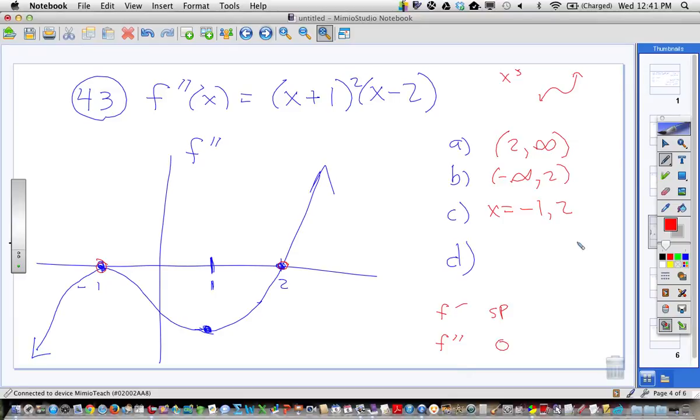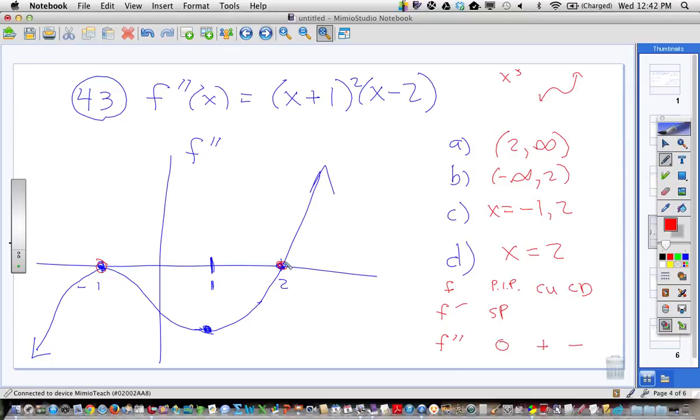Where does F have inflection points? F has possible inflection points, remember, when F double prime is 0. But the main place it has inflection points is if F's concavity changes. Well, F's concavity changes when F double prime changes from positive to negative, because that's when F goes concave up to concave down. Right? If I was going to make my chart there, when F double prime changes sign, F changes concavity, and that only happens where? At 2. So x equals 2 is an inflection point.